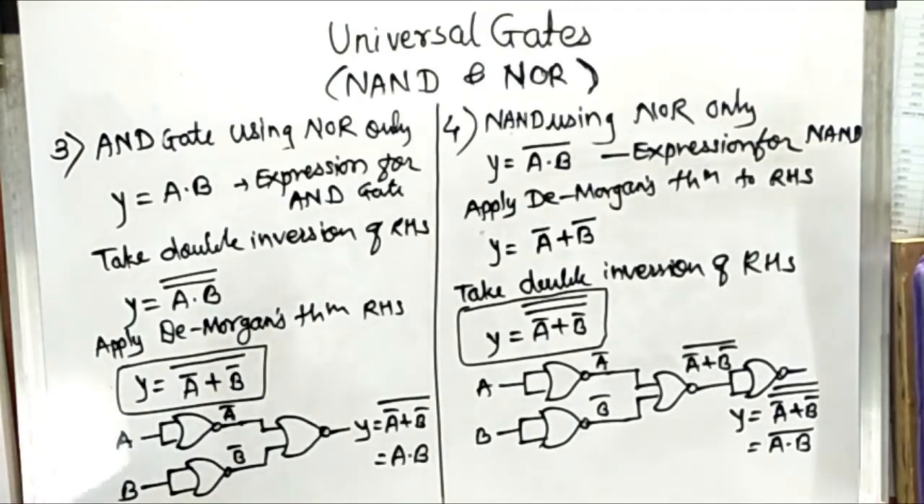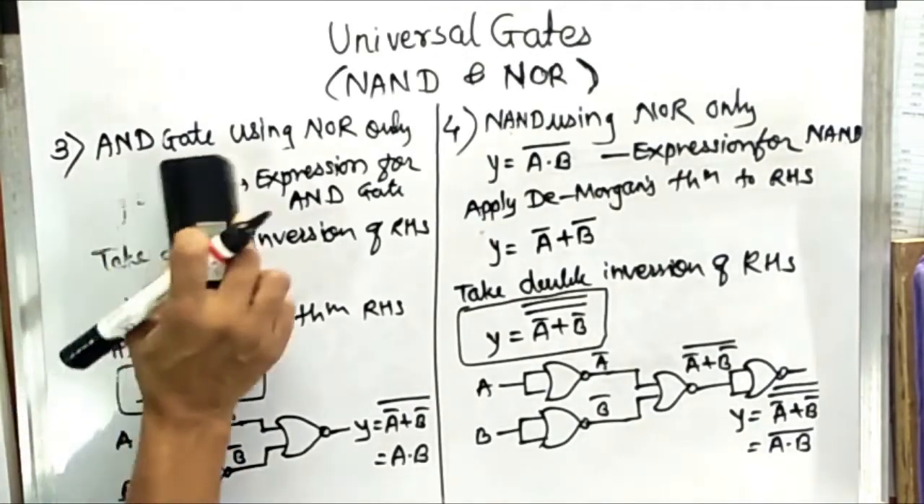Now the fifth gate that we can construct using NOR is the XOR gate.